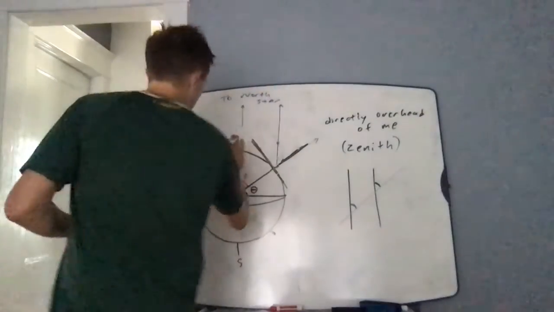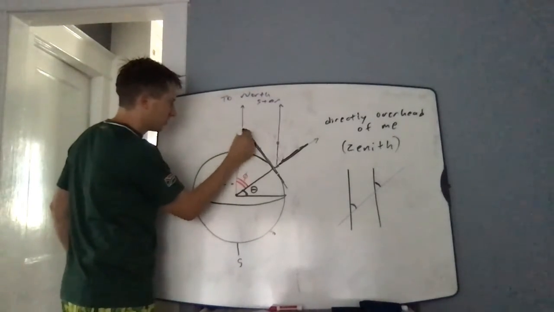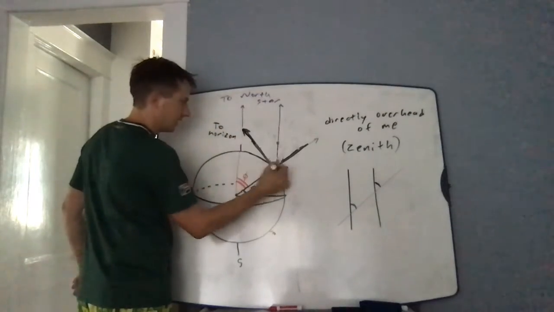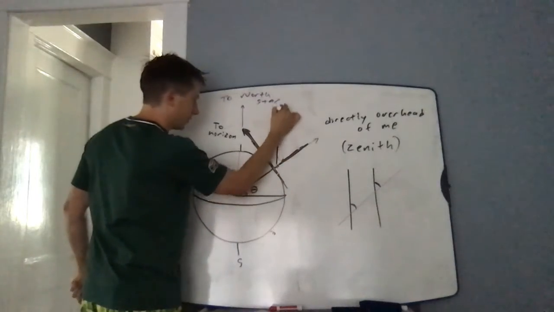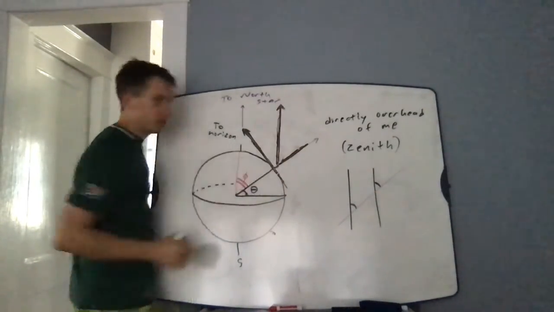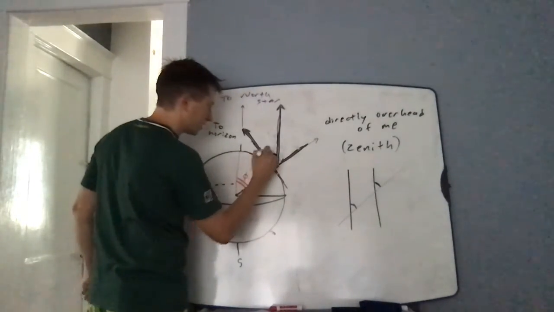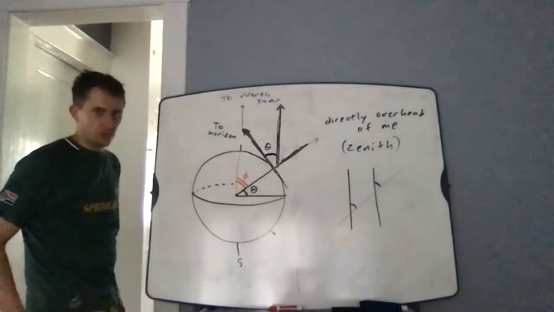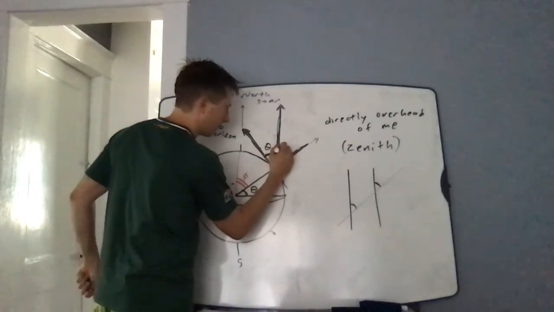So if I were to erase a few lines, and just to explicitly demonstrate this picture, right along here, this is to the horizon. Along here, this line right up here is to the North Star, which is at the North Celestial Pole. And the angle between these two will be theta, which is the same as my latitude.